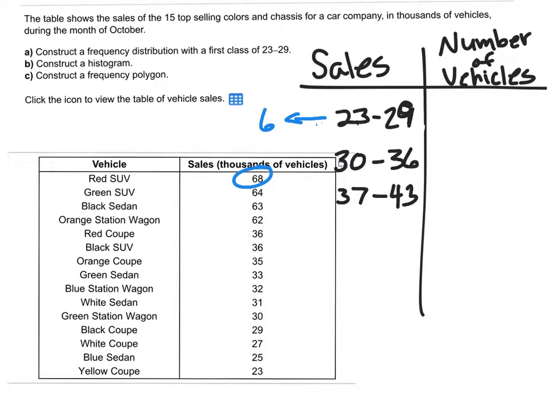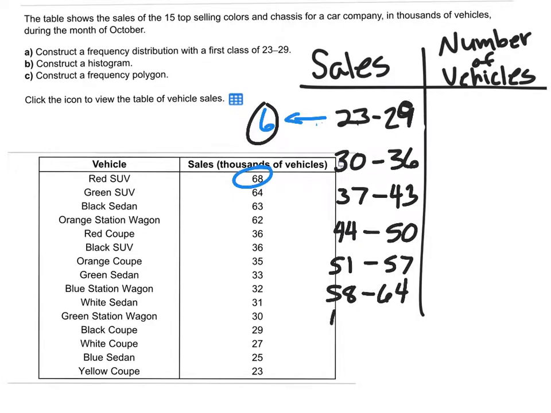Since I ended with 43, my next class starts with 44, and keep in mind we're adding that 6, so my next class ends at 50. The next class starts at 51, and adding 6 means my next interval will end at 57. Then I'll go from 58 to 64, then from 65 to 71. Now I can stop, because 71 is high enough that this last interval, 65 to 71, includes the biggest number in my data set.